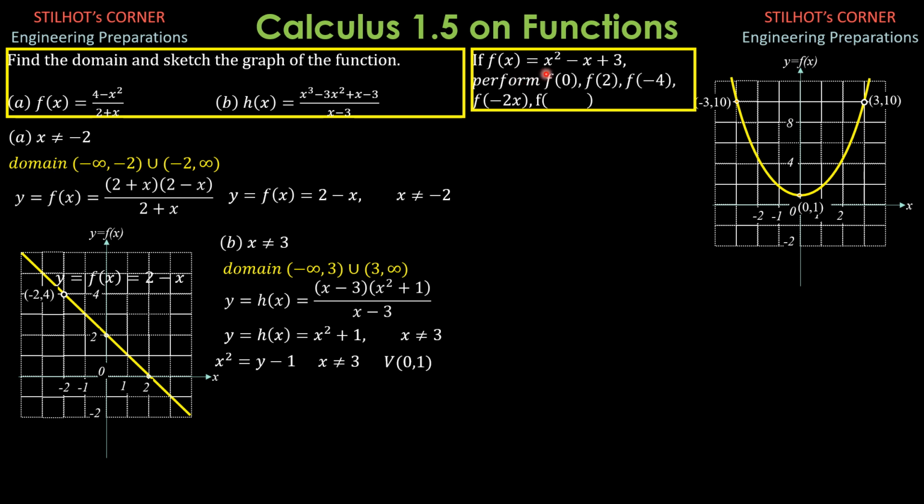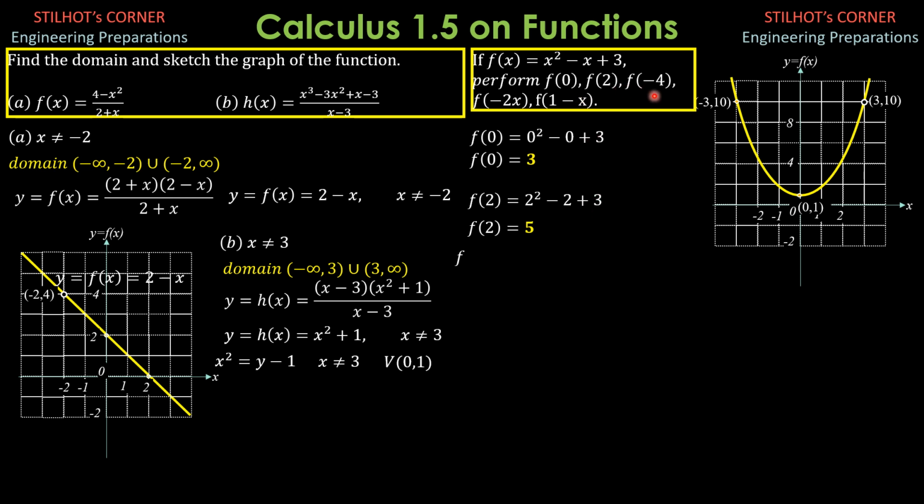If f of x is x squared minus x plus 3, find f of 0, f of 2, f of negative 4, f of negative 2x, and f of 1 minus x. So f of 0, you just replace x by 0. So 0 squared minus 0 plus 3. So it is 3. Then f of 2, we replace x by 2. So 2 squared minus 2 plus 3. And it is 5. 2 squared 4 minus 2, 2 plus 3, 5.